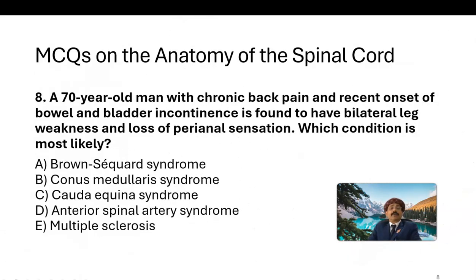Question number 8. A 70-year-old man with chronic back pain and recent onset of bowel and bladder incontinence is found to have bilateral leg weakness and loss of perianal sensation. Which condition is most likely? Brown-Séquard syndrome, conus medullaris syndrome, cauda equina syndrome, anterior spinal artery syndrome, multiple sclerosis. The answer should be cauda equina syndrome.